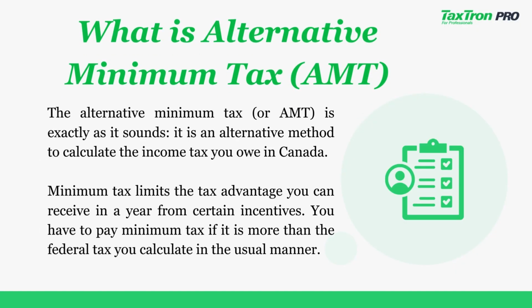The alternative minimum tax, or AMT, is exactly as it sounds. It is an alternative method to calculate the income tax you owe in Canada. Minimum tax limits the tax advantage you can receive in a year from certain incentives. You have to pay minimum tax if it is more than the federal tax you calculate in the usual manner.